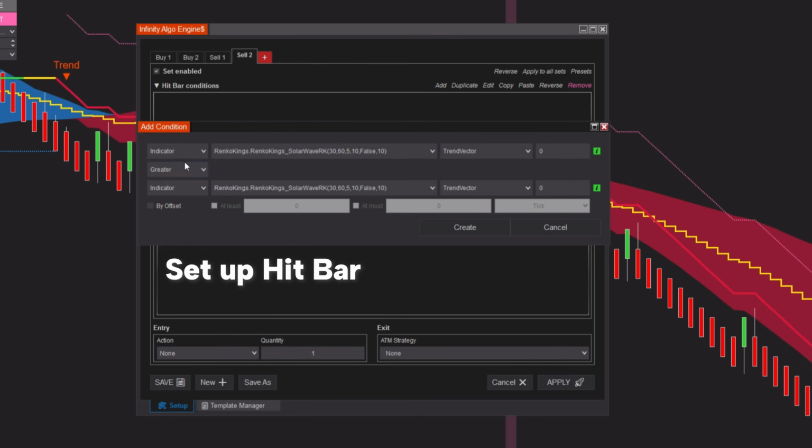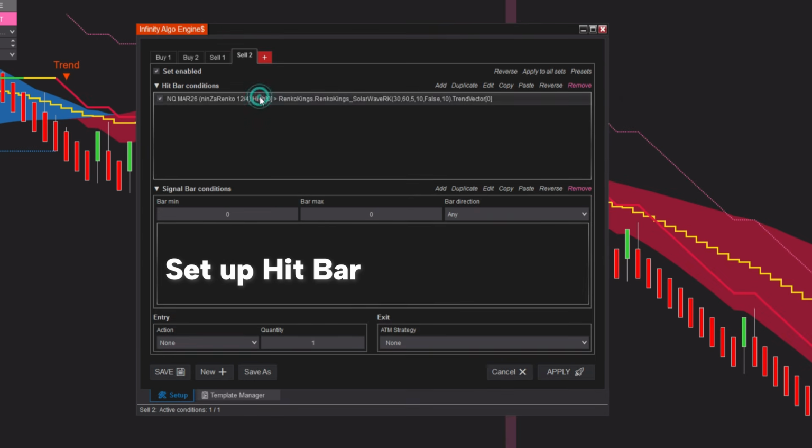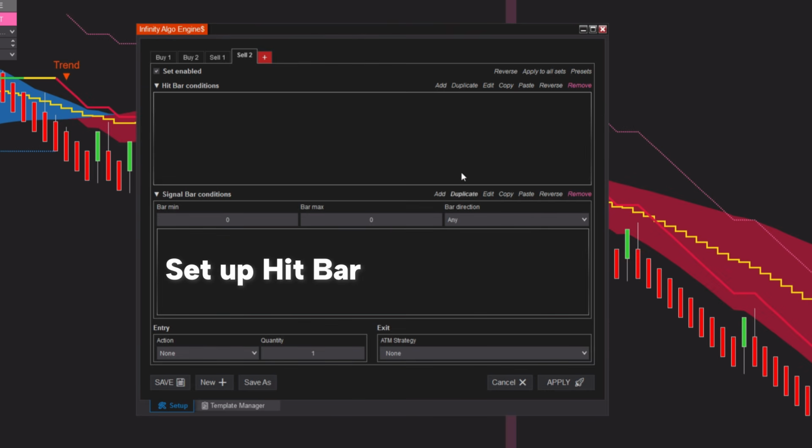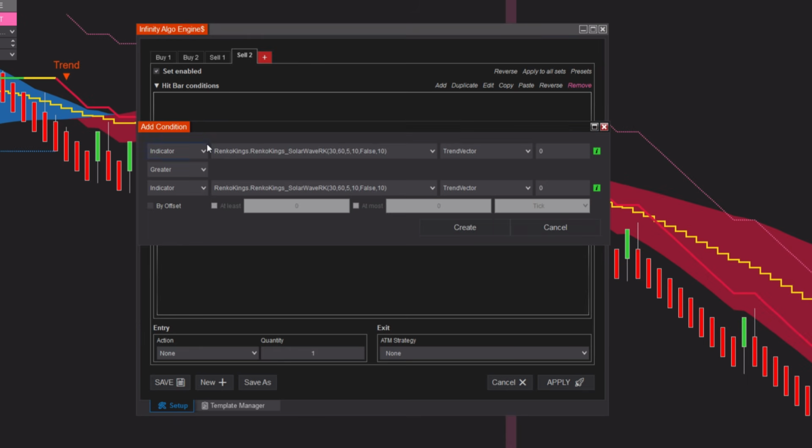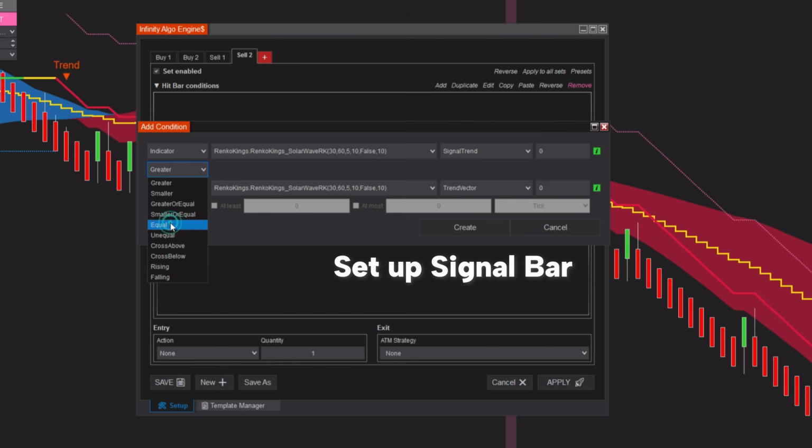Next, we'll define the conditions that allow the system to capture sell signals when a bearish reversal candle breaks downward through both the trend vector and the fair value plot. We also apply the same hit bar condition as in the first sell setup, ensuring that every sell signal stays aligned with the main trend.